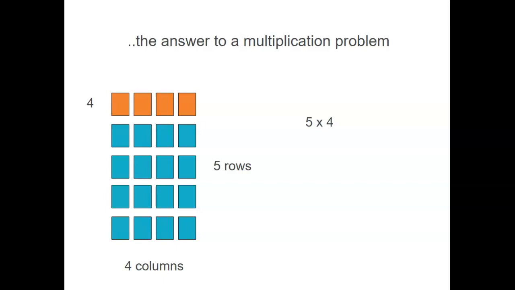So one group of 4 is 4. 2 groups of 4 would be 8. 3 groups of 4 would be 12. 4 groups of 4 would be 16. And 5 groups of 4, in this case 5 rows with 4 squares in each row, is 20. So 5 times 4 is 20.